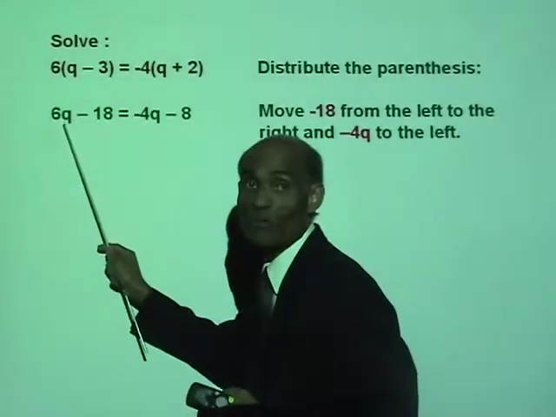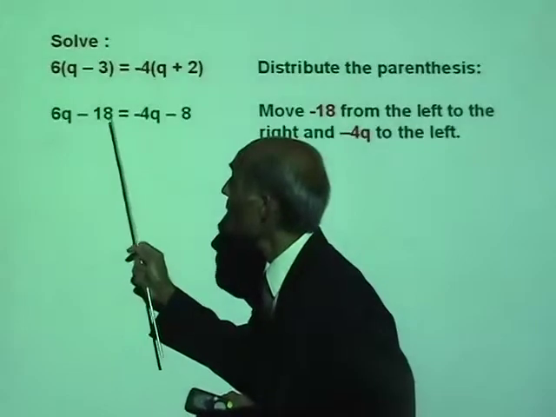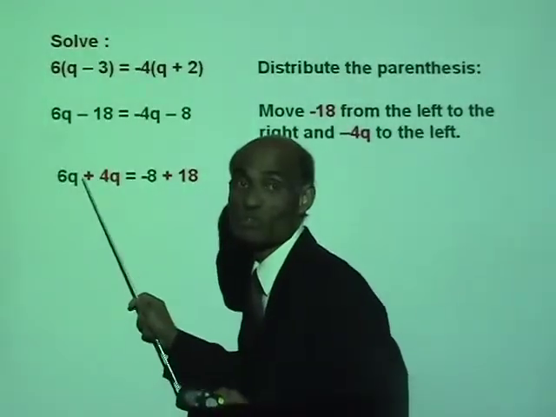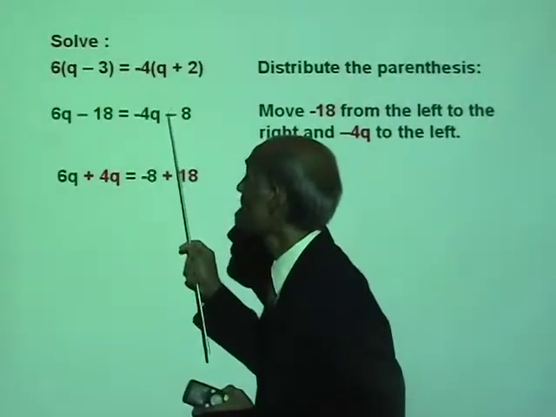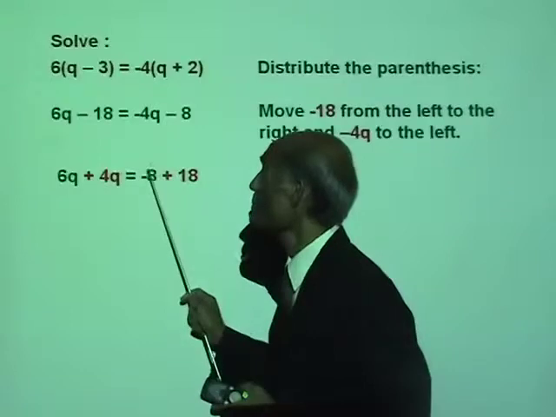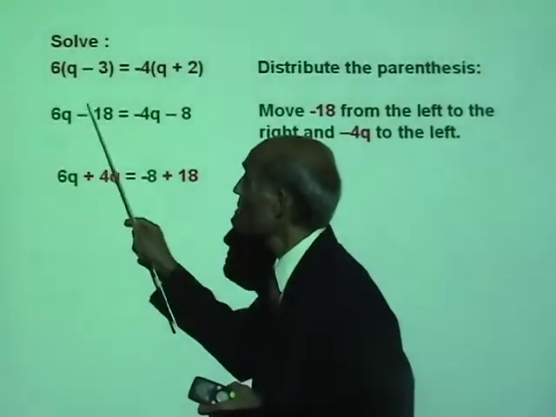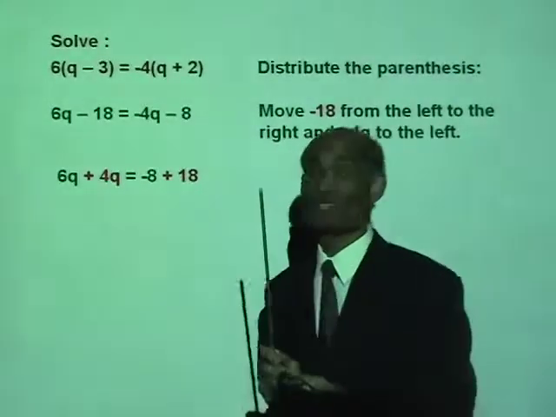6q is already on the left. 6q, the negative 4q comes to the left, become positive 4q. So 6q plus 4q equal to this negative 8 that is already on the right, negative 8. Now the negative 18 moves to the right to become positive 18.